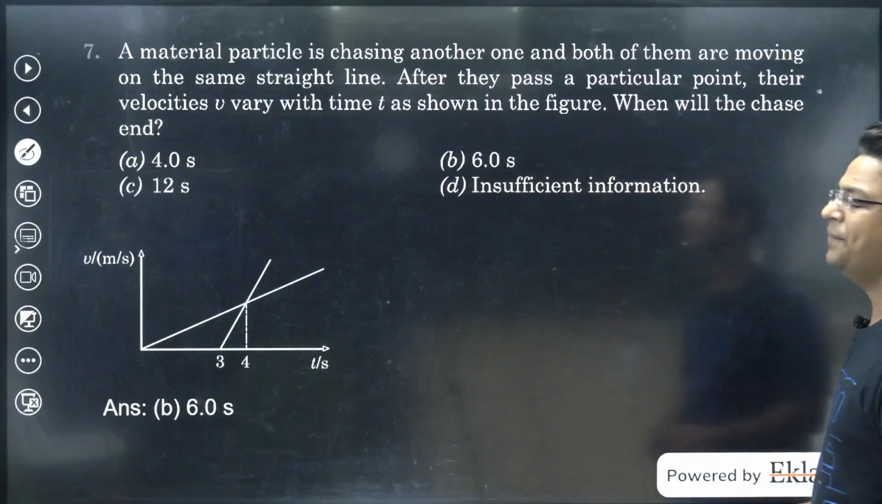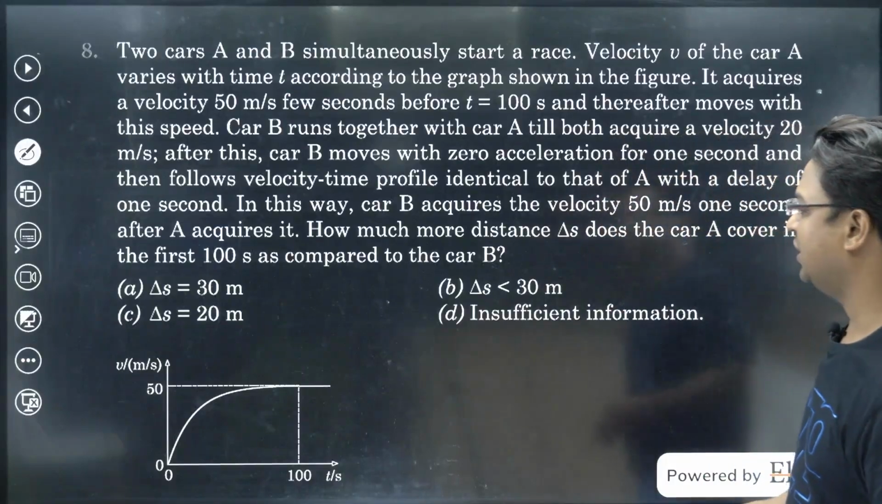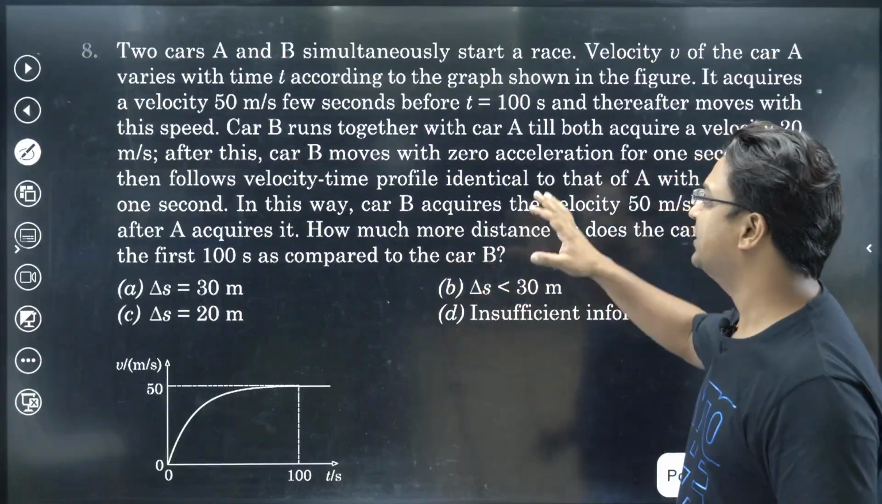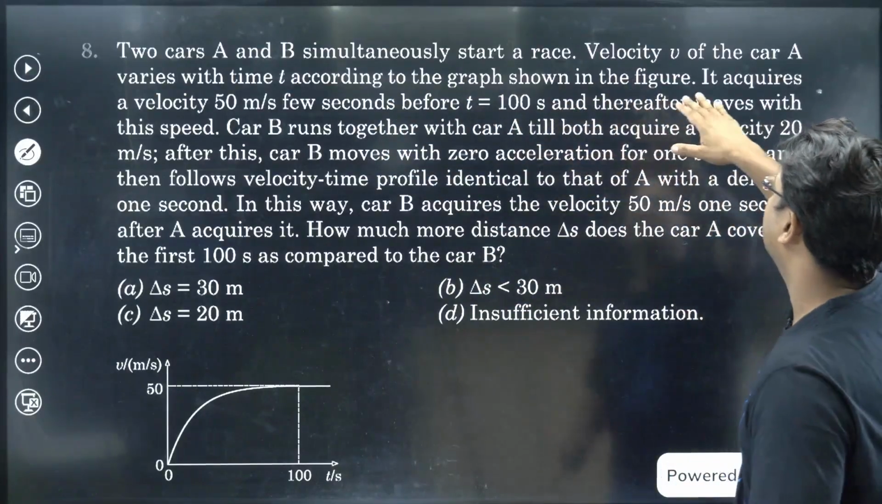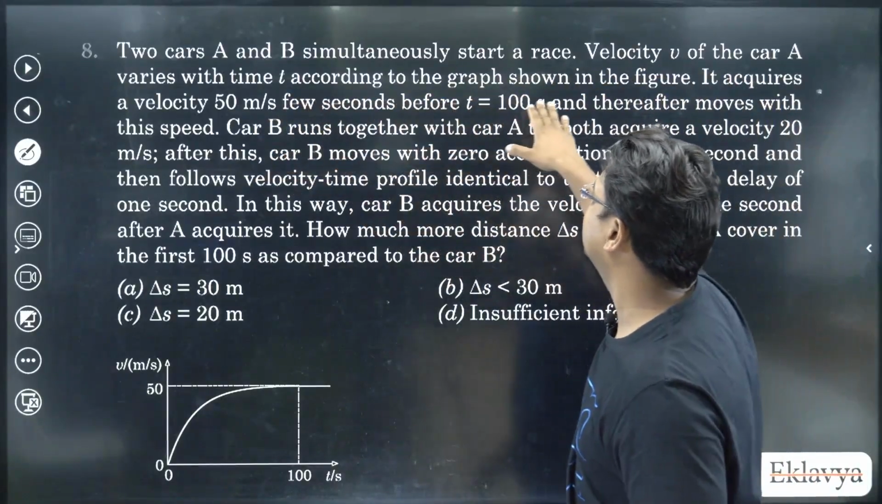Alright students, so that is question number 7. Now question number 8. This is a very good question, guys. The question says that there are two cars A and B. They simultaneously start a race. The velocity of car A varies with time t according to the graph shown in the figure.